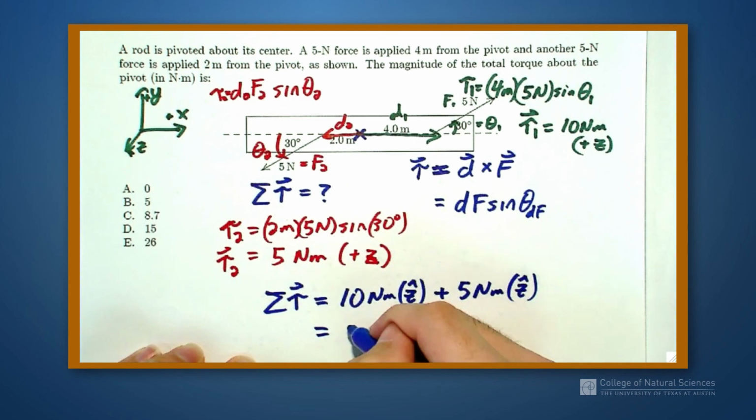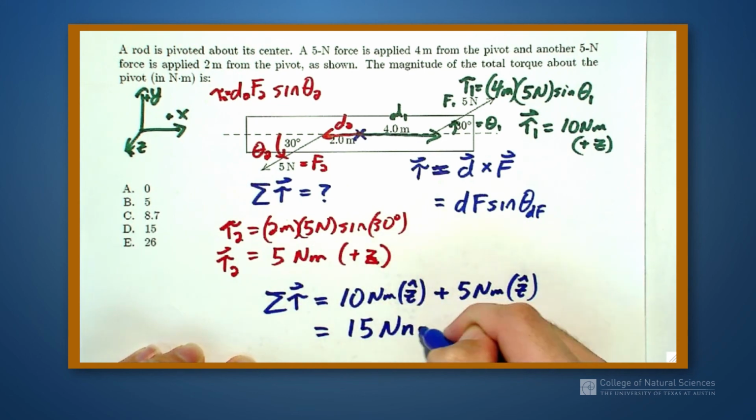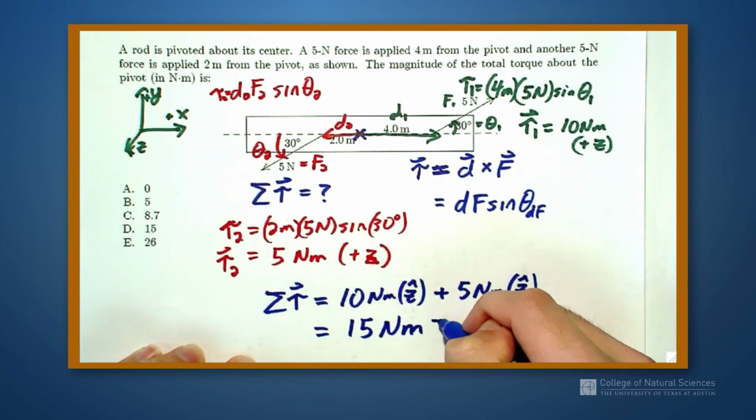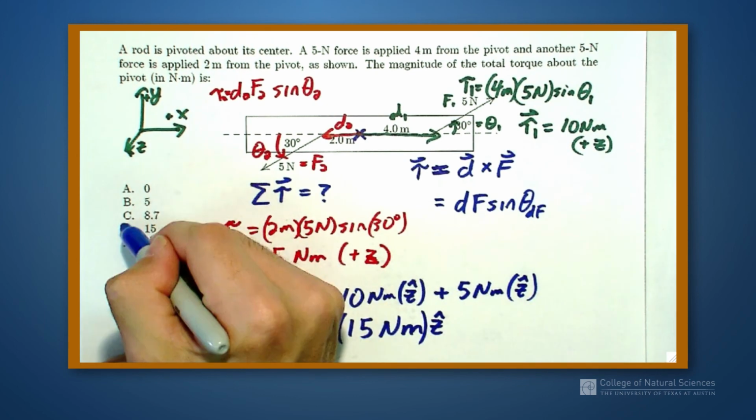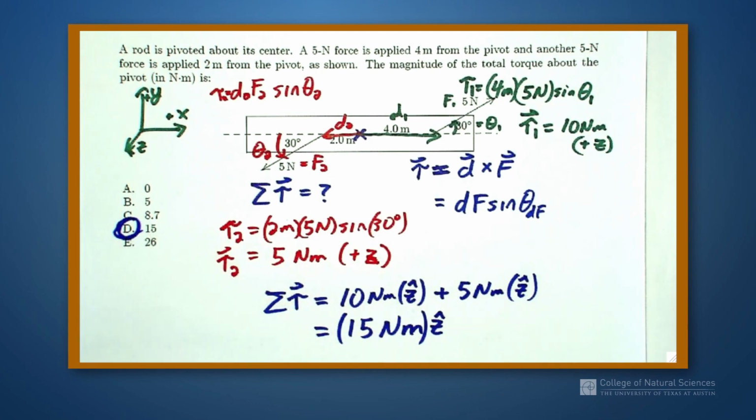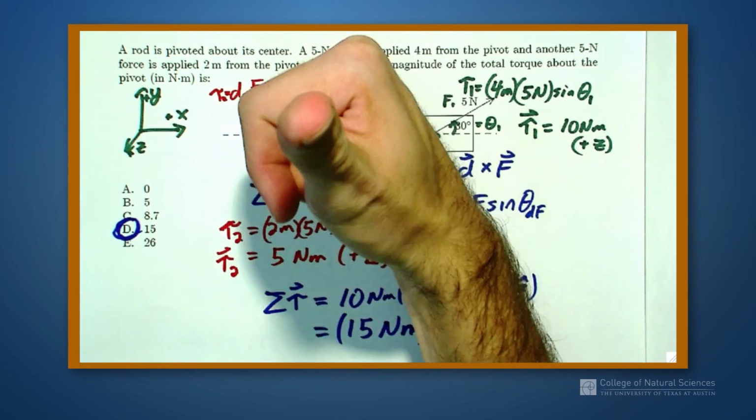So my total magnitude is 15 Newton meters, and I know it's in the z hat direction. So my correct answer is 15 Newton meters. And actually, one step further, it tells me that my total torque points out of the page.